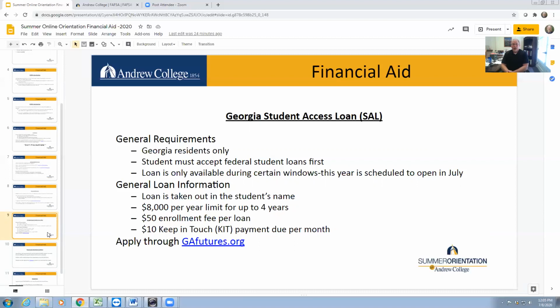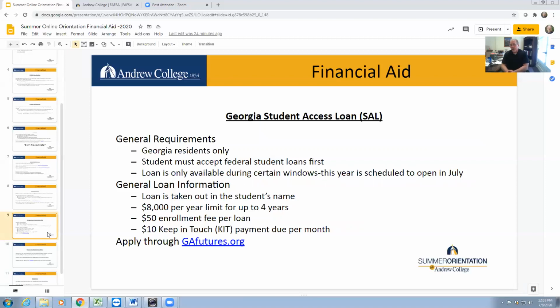What you'll want to do is go to Georgia Futures at gafutures.org. You'll look under Georgia Scholarships and Loans and find the Student Access Loan. You click on the application. If it's open and available, then you can fill it out.